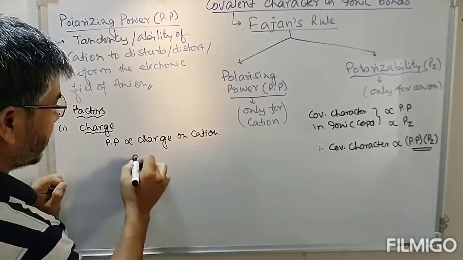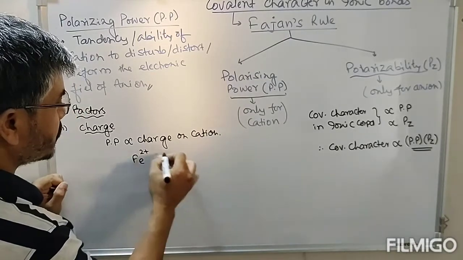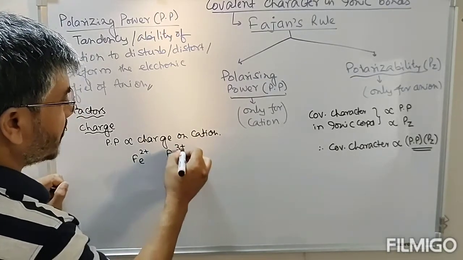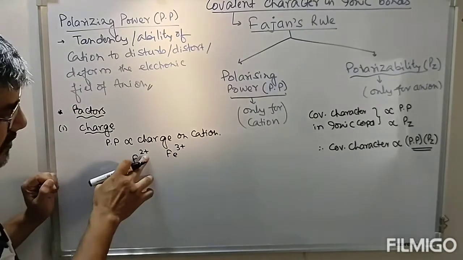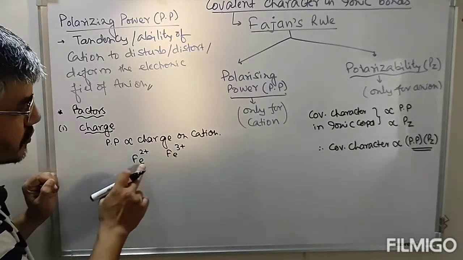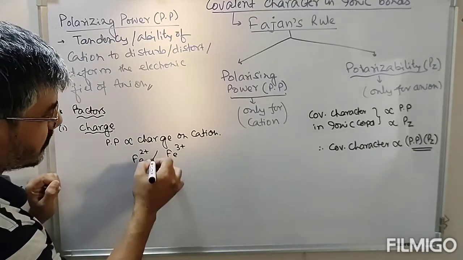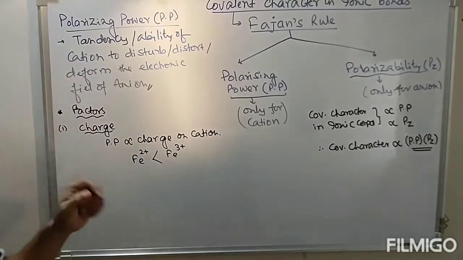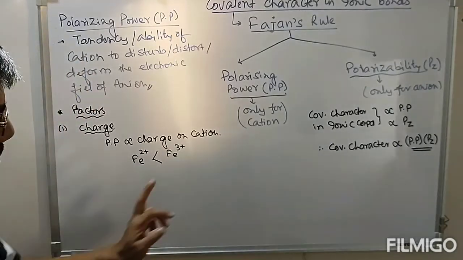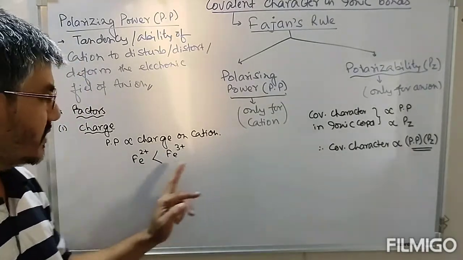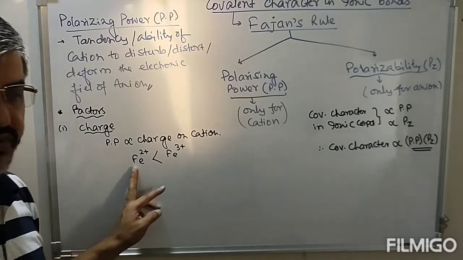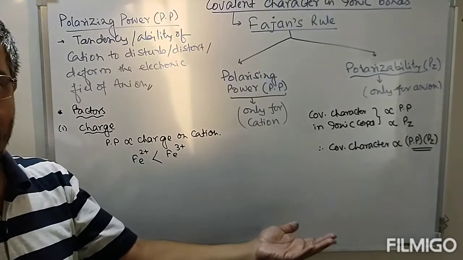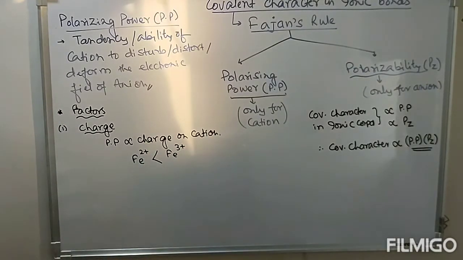So take this, we have iron plus 2 and iron plus 3. Look at this, we have plus 2 charge, we have plus 3 charge. So as the charge increases, the polarizing power increases. As the polarizing power increases, the covalent character will also increase. So the compounds formed by iron plus 3 will be more covalent. Compounds formed by iron plus 2 oxidation state will be more ionic or less covalent.